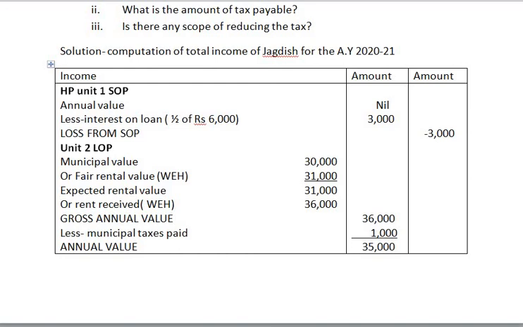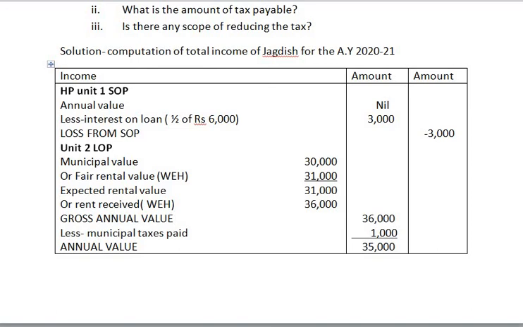First one is standard deduction 30% on annual value. As the annual value itself is nil, our standard deduction also will be nil. Therefore, I have not taken standard deduction. Next is interest on loan. 6,000 is interest on loan for both the houses, but when we consider only the first house, that is self-occupied property, we have to take it half. So the interest on loan for self-occupied property is 3,000. Now we get loss from self-occupied property minus 3,000.